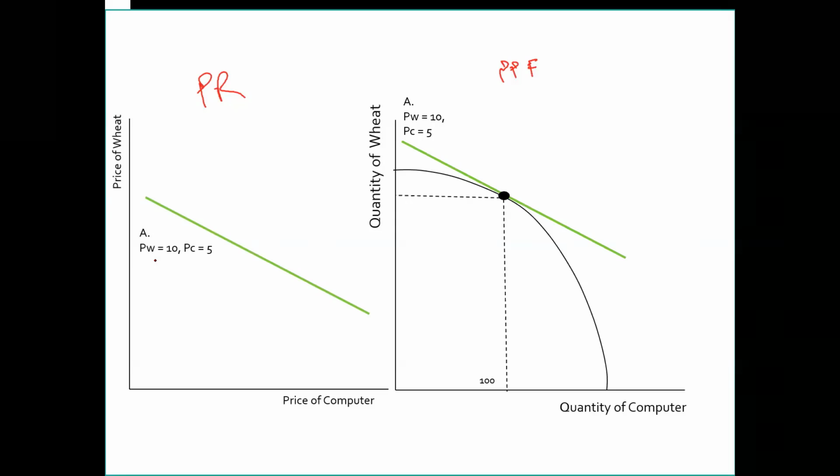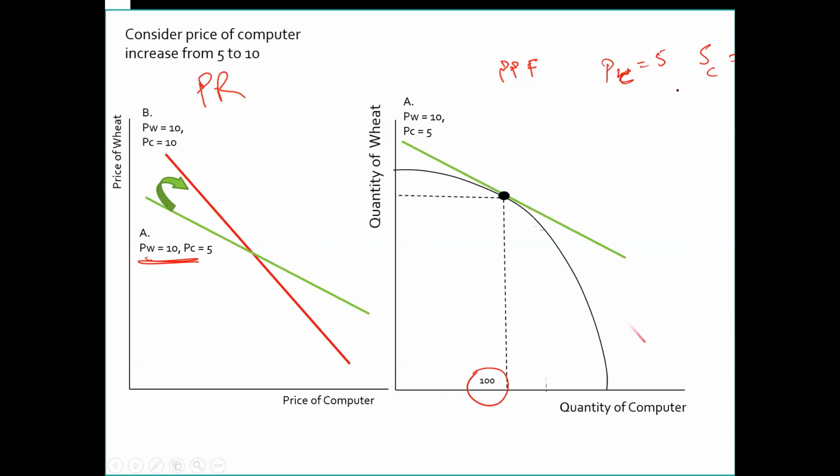In this case, the firm is trying to produce 100 computers. So it means at PC equal to 5, the supply of C is equal to 100. Okay. So supply of C is equal to 100.